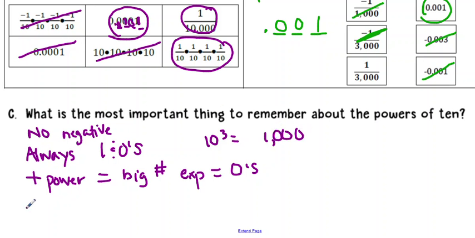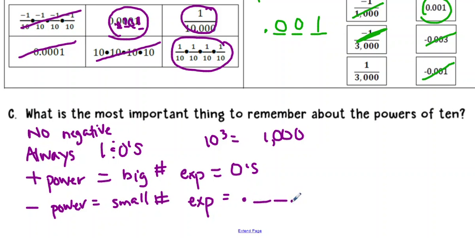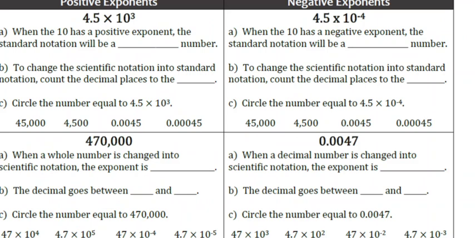Okay? All right, negative power or a negative exponent means small number or decimal. All right? Okay, and the exponent tells you how many spaces you have behind your decimal point. Okay, and then you always start here with 1 and fill in. Okay, so moving along.